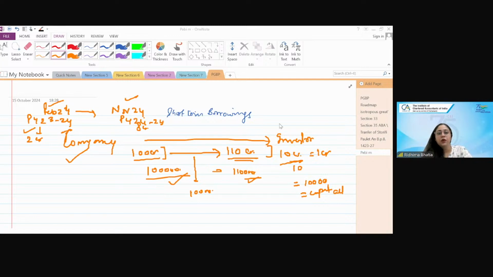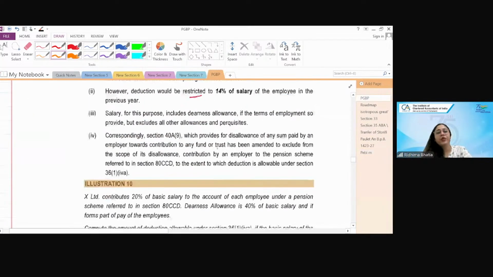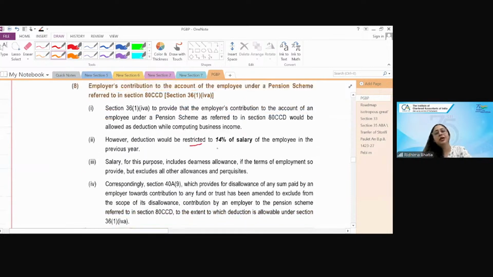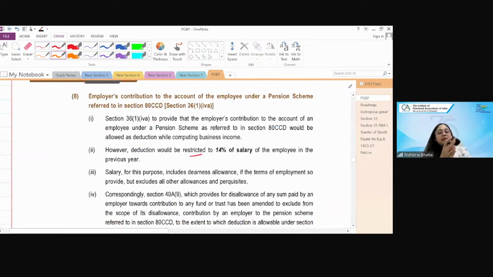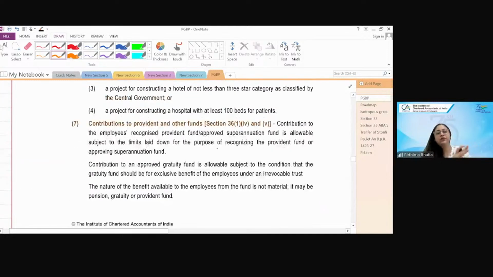Okay. Now, moving on to the next deduction section, which is very important. Deduction under section 36, subsection 1, clause 4A. Before that, I'll cover clauses 4 and 5. Okay.